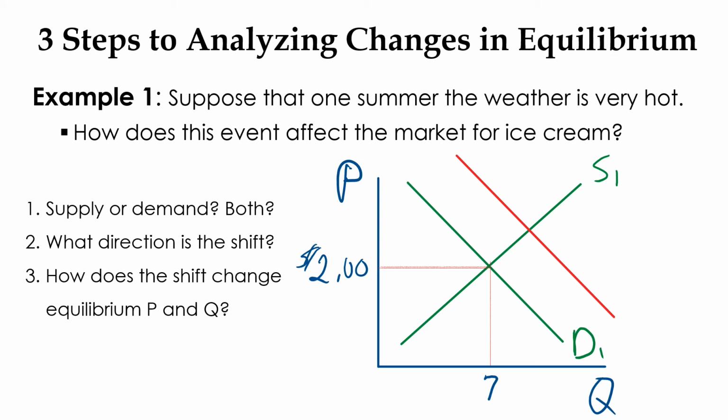Okay, they're going to demand more ice cream. So how does the shift change equilibrium price and equilibrium quantity? Well, we'll just draw the lines. And as we can see, the price is going to go up. I'll just make up numbers here, to $2.50, and we're going to be demanding more ice cream cones. So when demand increases, the price goes up and the quantity demanded goes up as well.